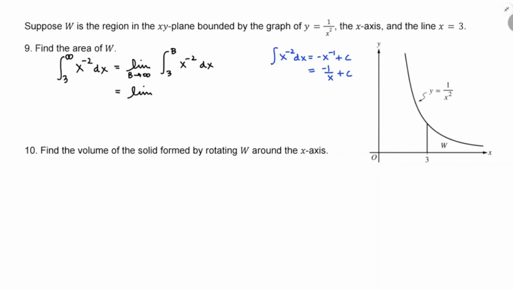So plug in b, -1 over b minus -1 over 3. And b is still approaching infinity, and -1 over b will approach 0, and so this is 1/3. Okay, and then find the volume of the solid formed by rotating W around the x-axis.